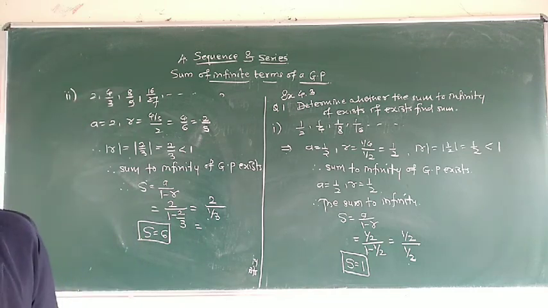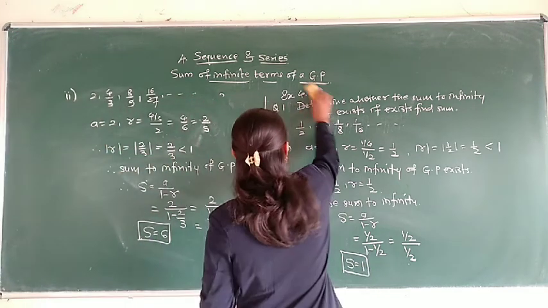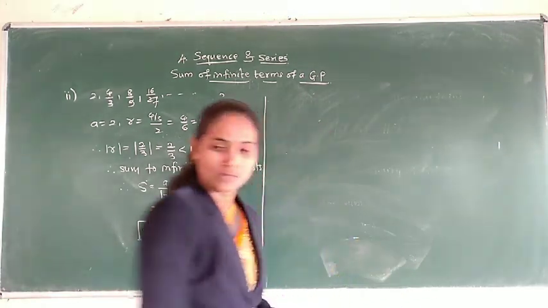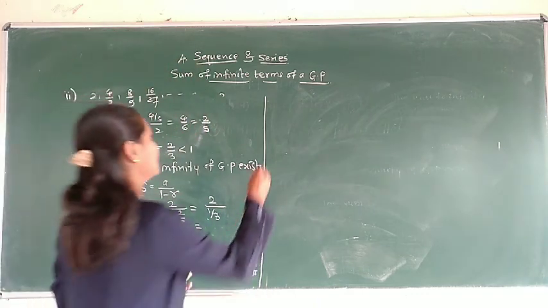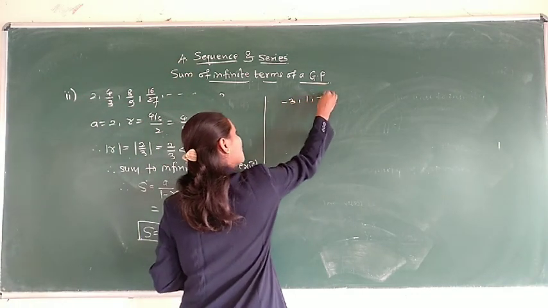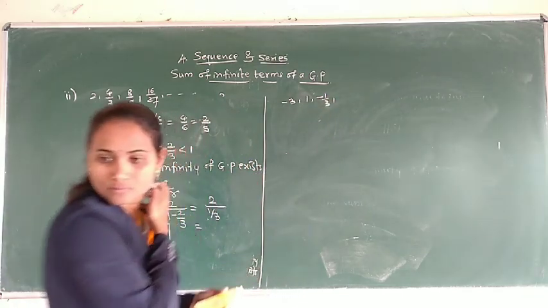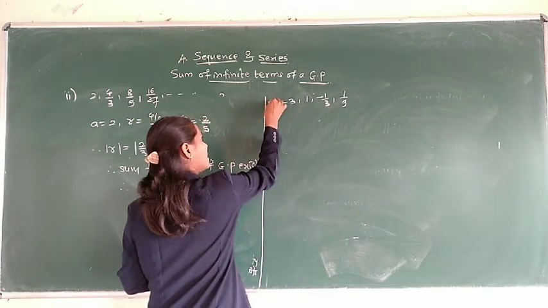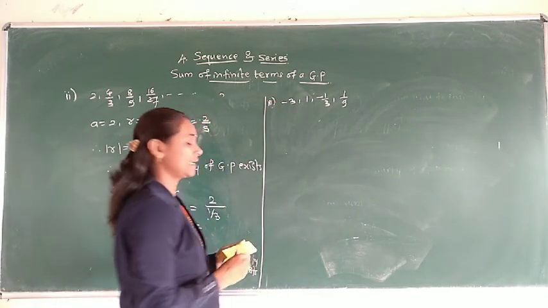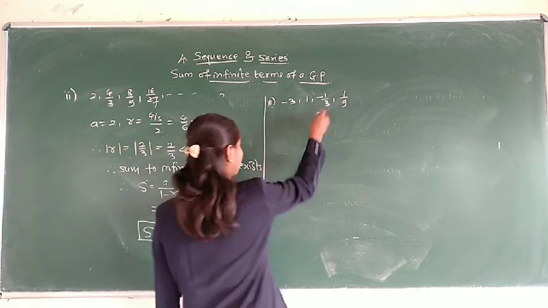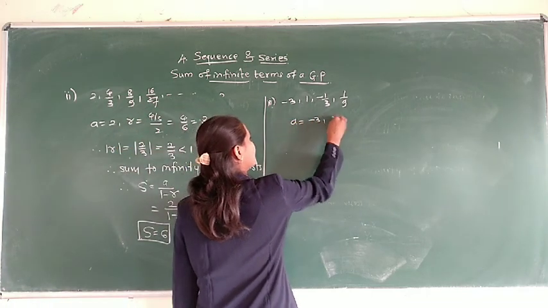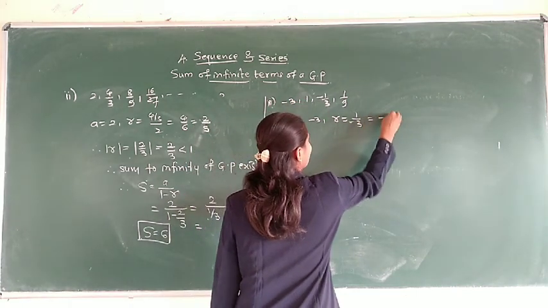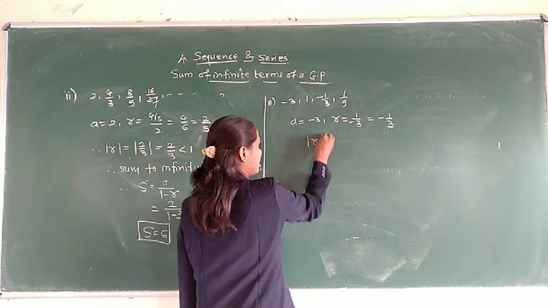Next question, question number 3. Minus 3, 1, minus 1 by 3, 1 by 9. Third sequence: first, determine whether the sum to infinity of GP exists. A is equal to minus 3 and common ratio R is equal to 1 upon minus 3, which is minus 1 by 3. Therefore take modulus R.